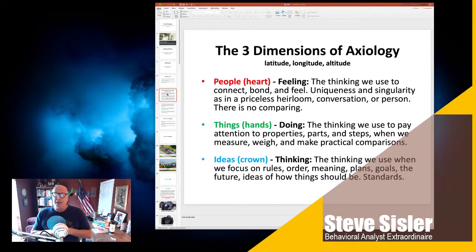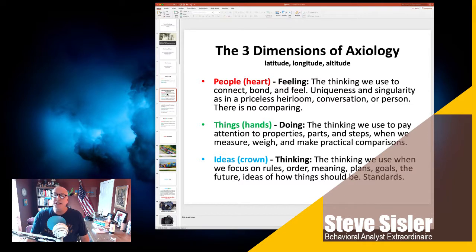And then finally, ideas. I heard, I can't think of his last name, his first name's Rich, but he's an axiologist. And he said this: heart, hands, crown. I believe that's an Irish thing. And so the crown is the thinking. So you would put a crown on your head. So this is about ideas. The thinking we use when we're focusing on rules, order, meaning, plans, goals, the future. In other words, how we believe things should or ought to be. Standards.